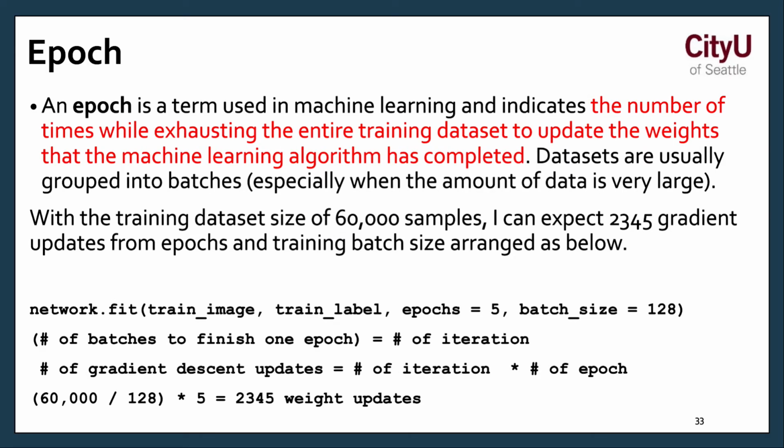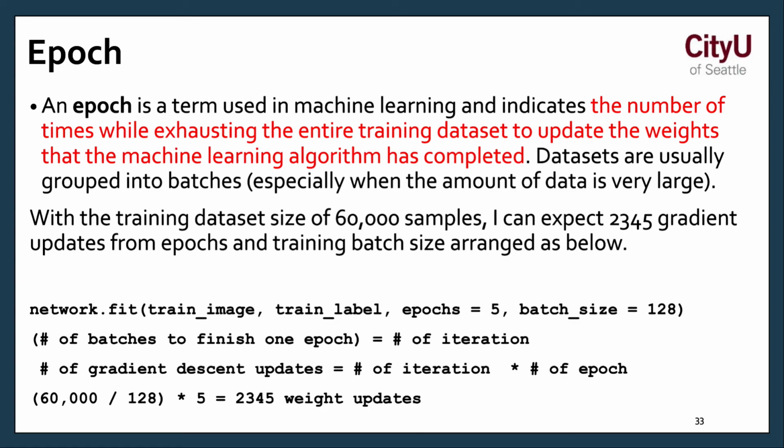Epoch is a term used in machine learning and indicates the number of times the entire training data set has been exhausted to update the weights that the machine learning algorithm has completed. Data sets are usually grouped into batches, right? Especially when the amount of data is very large. Do remember for deep learning, we really need a large data set, okay?